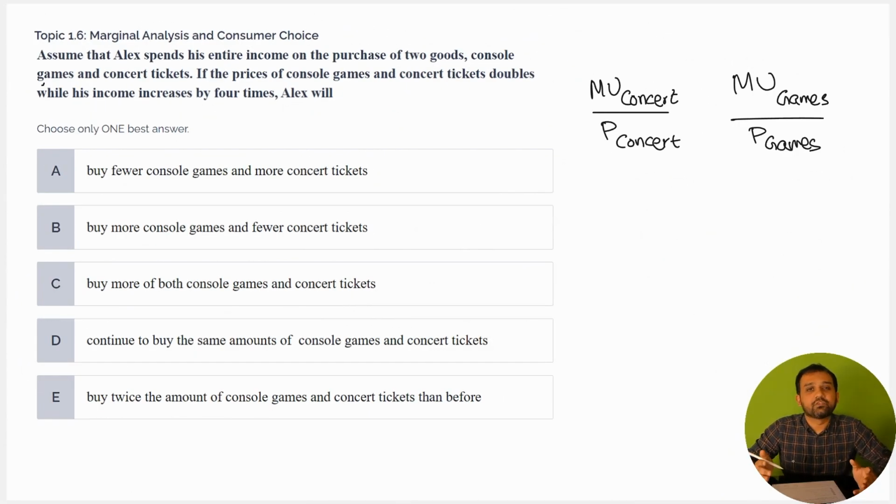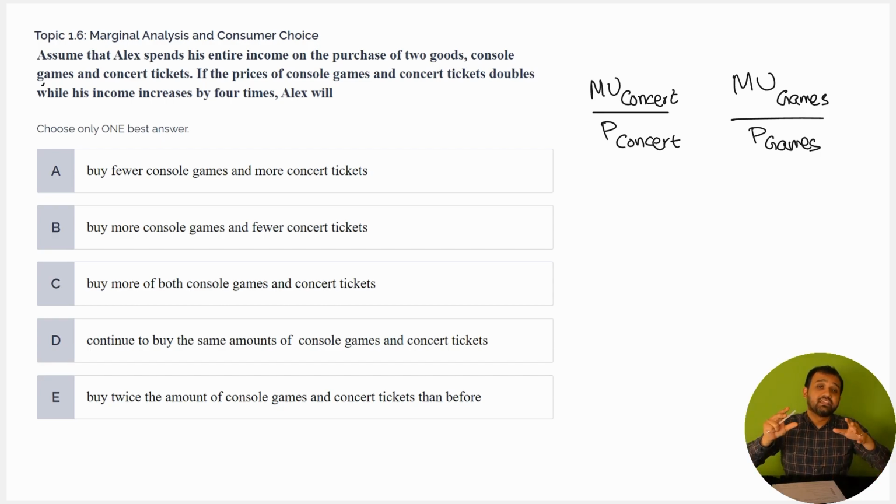In this question, we have Alex deciding to spend his entire income on buying 2 goods only, concert tickets and console games. Then we are told that the prices of console games and concert tickets both double and his income actually increases by 4 times. So what should Alex do in this situation?